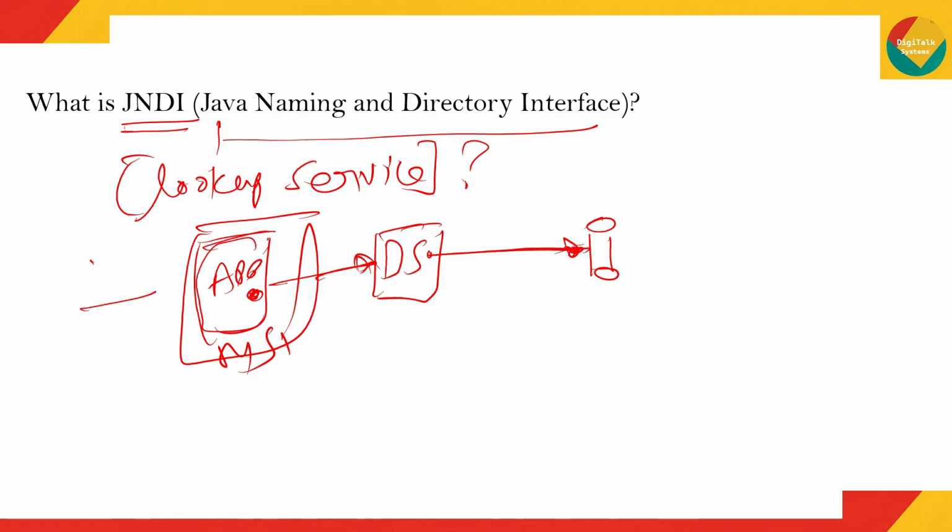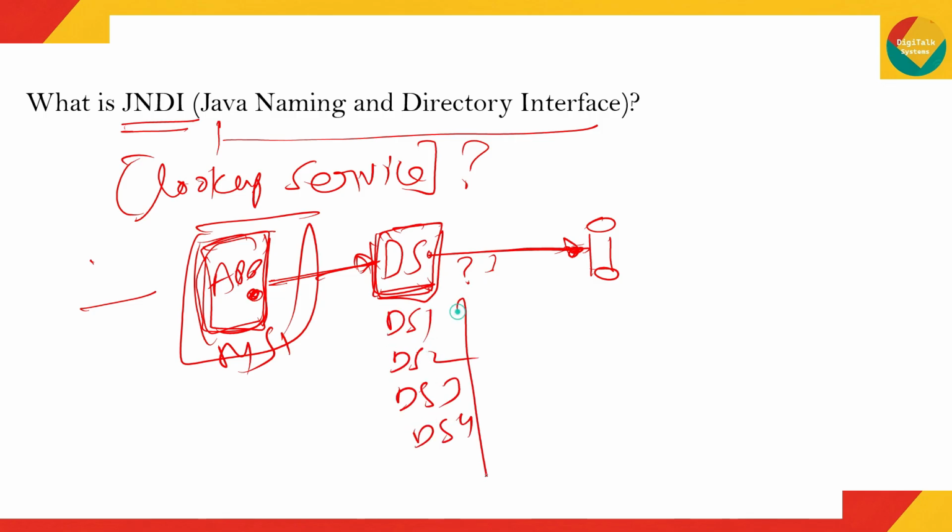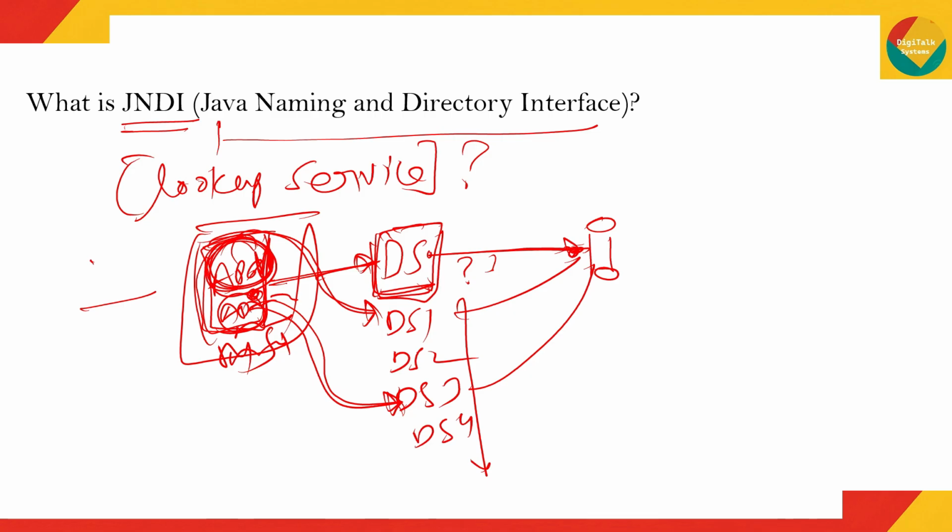But how will this application connect to the data source? I may have multiple data sources: data source 1, data source 2, data source 3, data source 4. And I may have multiple applications: app1, app2, app3, app4. If app1 needs to contact ds1, and application 2 needs to contact ds3, how are these applications going to identify which data source to connect to for borrowing the connection from the database? I need something, so that my application can understand which data source it needs to connect to for the database connections.